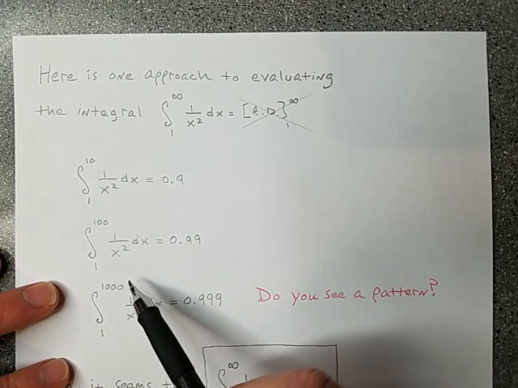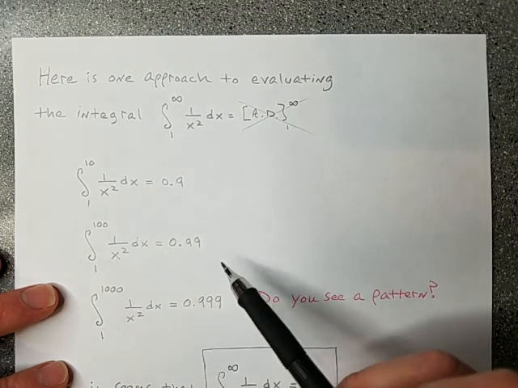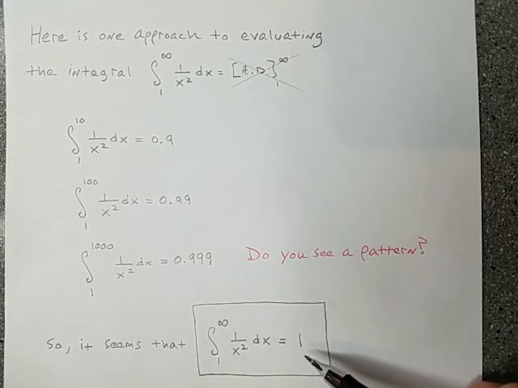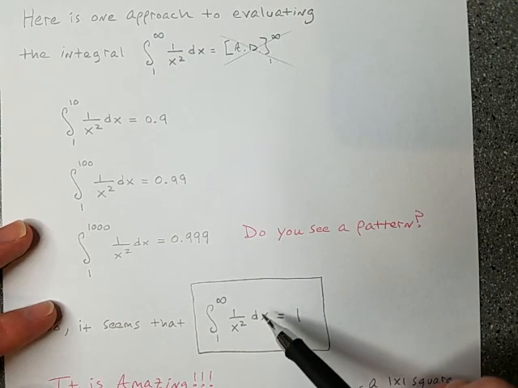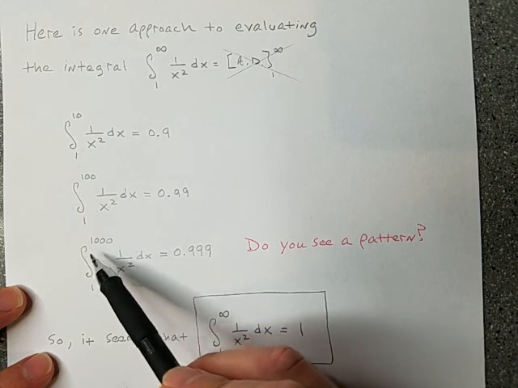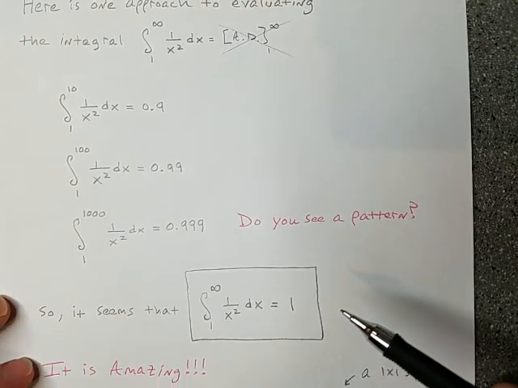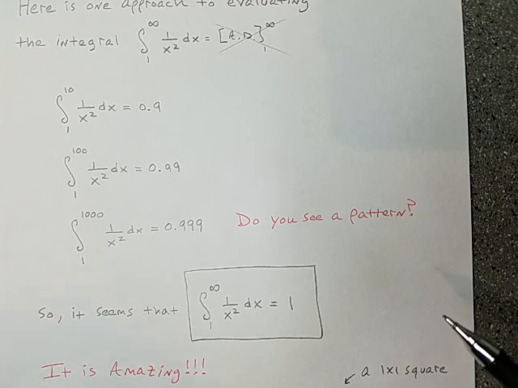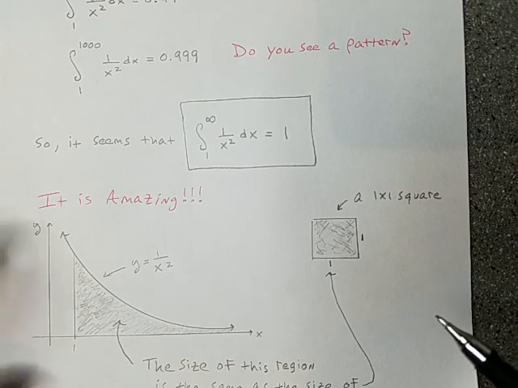It looks like the larger I make this upper limit of integration, the closer the value of the integral gets to 1, right? Can we agree about the pattern? 0.9, 0.99, 0.999. I think any sane person would believe that if I bump that up with another 0, make it a little bit bigger, I'm going to get another 9 right there. So it does seem that the value of this integral is 1. Now, for many people, this is a real mystery.